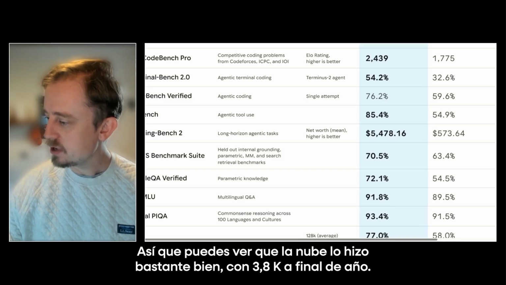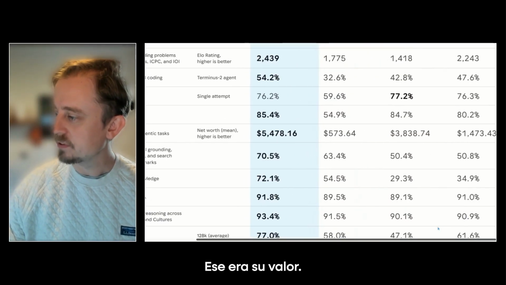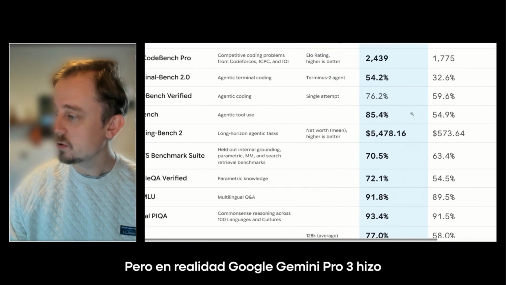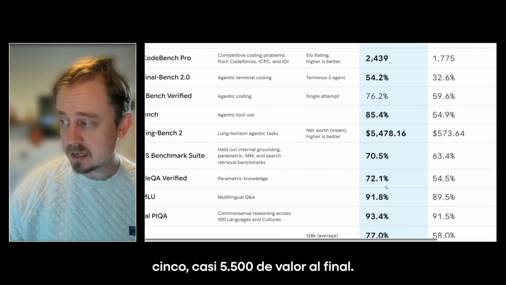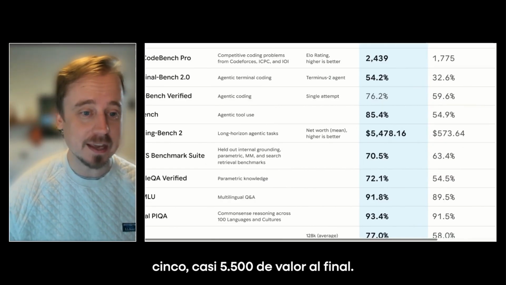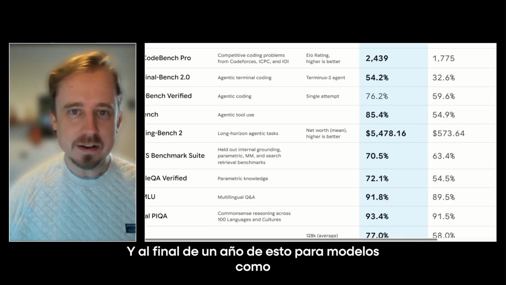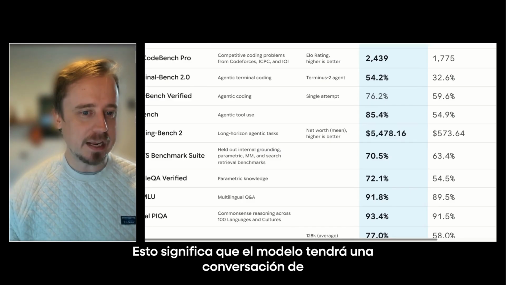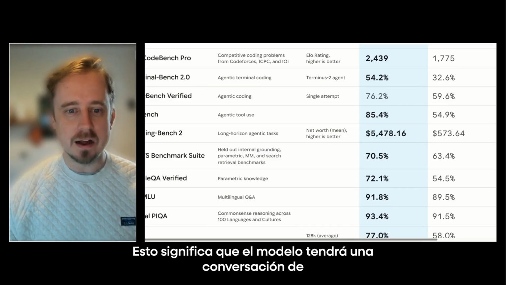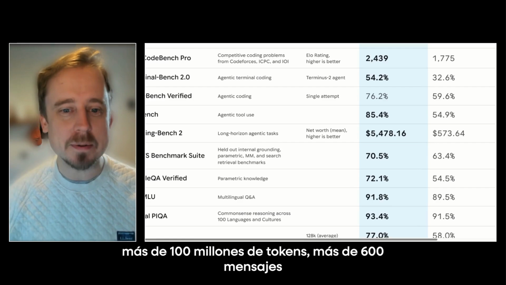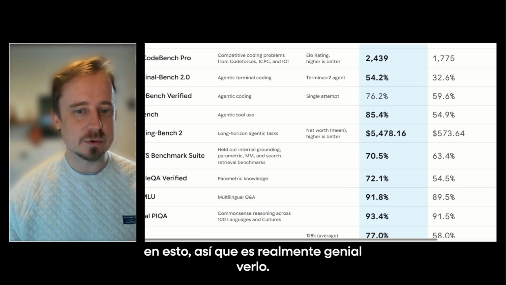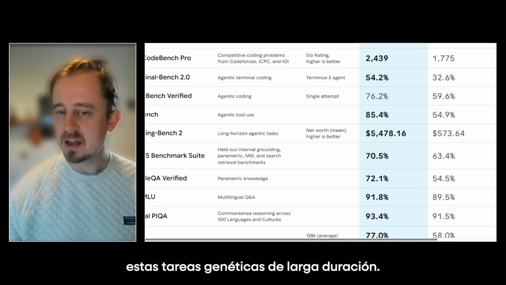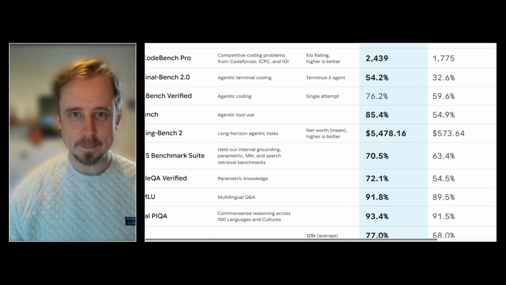So you can see that Claude did pretty well with 3.8K at the end of the year. That was its value. And GPT-5 did 1.4. But Google Gemini Pro 3 did almost 5.5K in value at the end. At the end of a year of this, for models like Gemini, Claude, and ChatGPT, the model will have had a conversation of over 100 million tokens, over 600 messages. So it's really cool to see AI moving towards being able to manage these long agentic tasks.